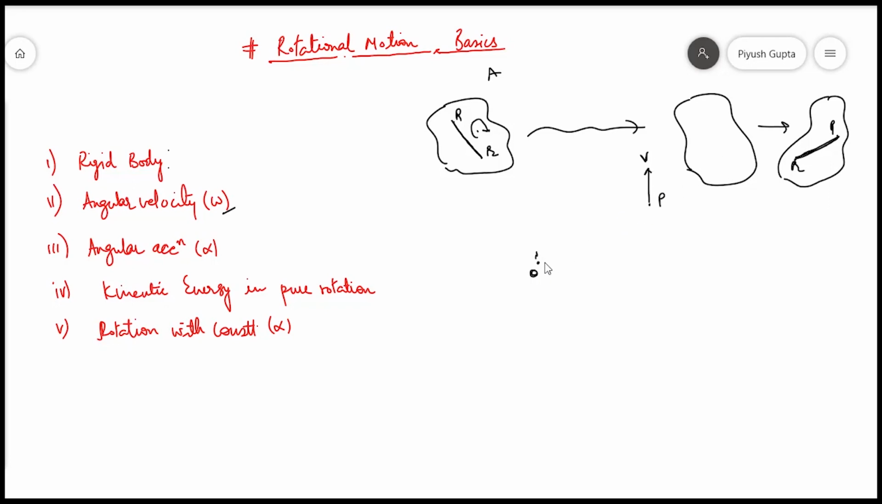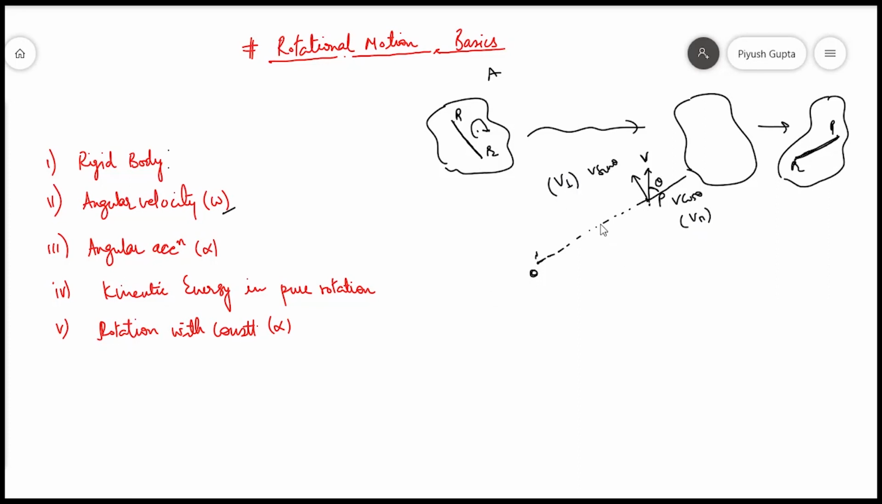So this P's angular velocity with respect to O, first of all what I'm going to do, I'm going to join the line OP. Okay, so this P might be having some angle theta with this line joining, let's call it the radius line. Okay, and this is going to be V cos theta and this is going to be V sin theta. Now this V cos theta is the V parallel component and V sin theta is the V perpendicular component.